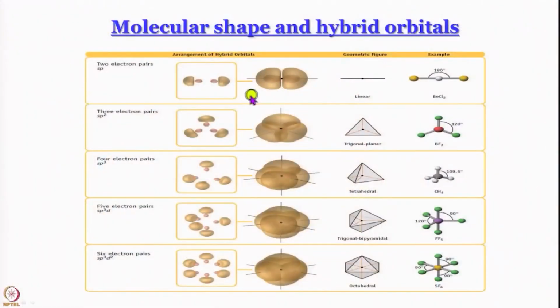This is something that we have studied in Gillespie and Nyholm's approach of valence shell electron pair repulsion theory. There we know that if we have an AB2 kind of molecule, it is going to be linear. If it is AB3, where A is the central atom and B is another atom, you can say pendant atom, then we will get a trigonal planar molecule. AB4 tetrahedral, AB5 trigonal bipyramid, AB6 octahedral, right.